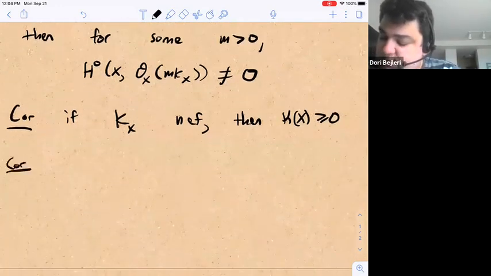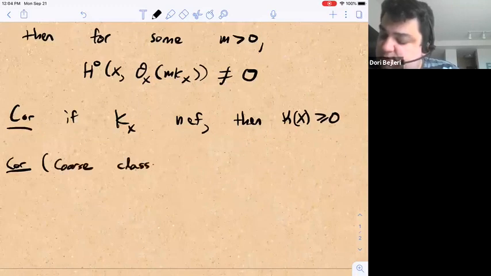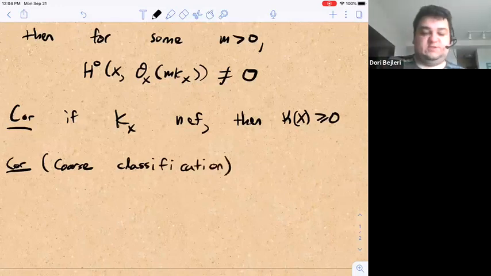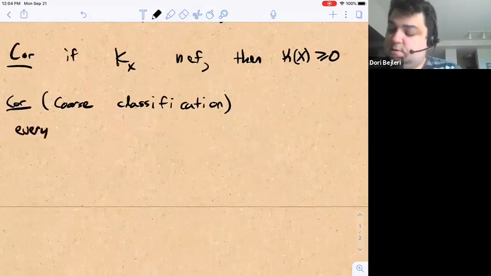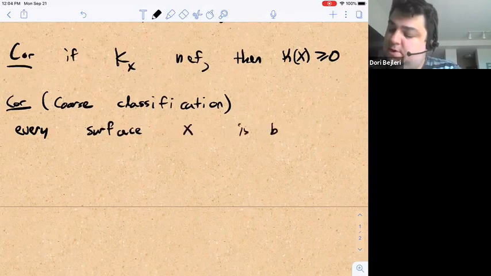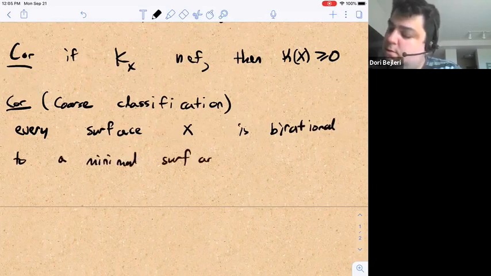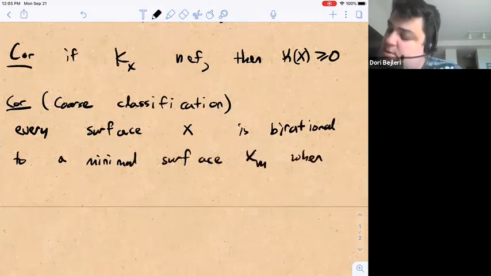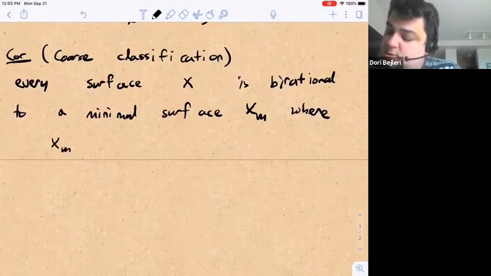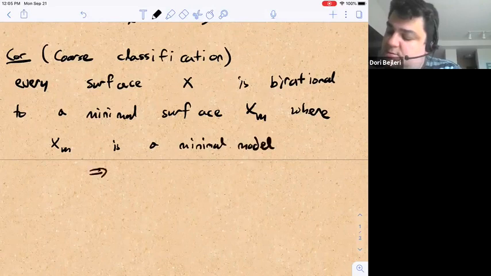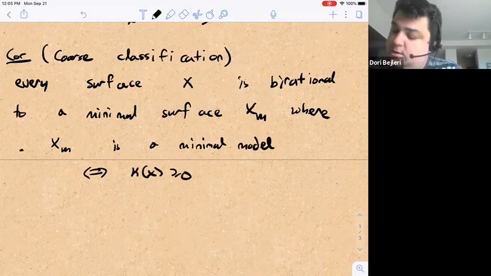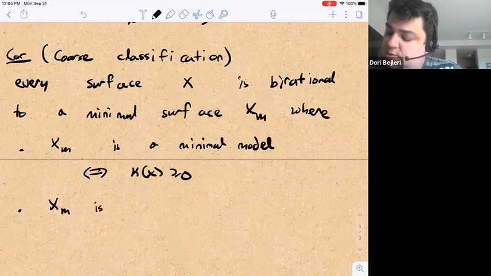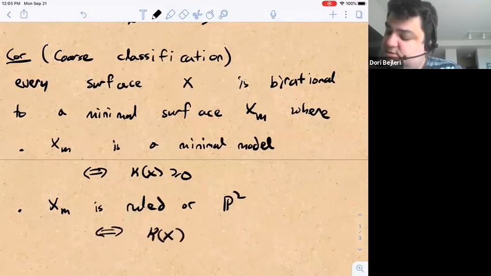So this gives us a coarse classification of surfaces by Kodaira dimension, which essentially says that every surface X is birational to a minimal surface by a sequence of blowdowns, where X_m is a minimal model if and only if the Kodaira dimension of X is non-negative, and X_m is ruled or rational, or P2, if and only if Kodaira dimension of X is -infinity.